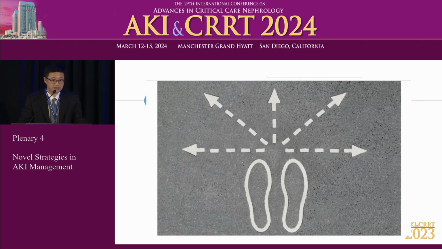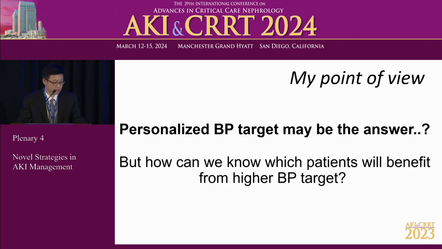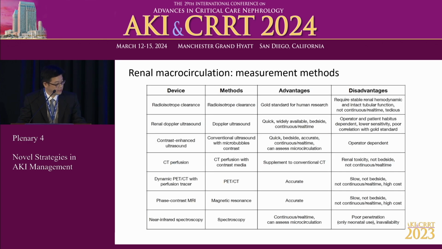So what should we do next based on the evidence that we have? Should we keep a high MAP, a low MAP, or just an optimal MAP? From my point of view, we may use the strategy that we call a personalized blood pressure target. But how can we know which patients will benefit from the higher MAP target? With current technology, we have many ways to assess the renal macrocirculation.